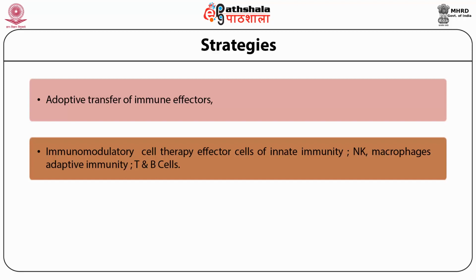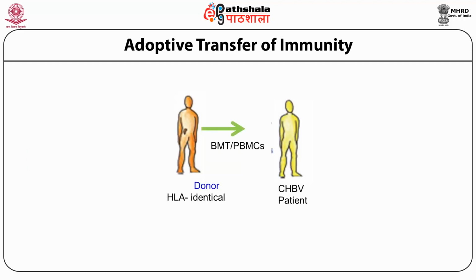In the adaptive immunity, basically T cells and B cells are popular therapies which are being used in diseases and in clinical trials. There is the adoptive transfer of cellular therapy, which is called adoptive transfer of immunity. These adoptive transfers of cell therapy use cells from the bone marrow or the total isolation of peripheral blood mononuclear cells.